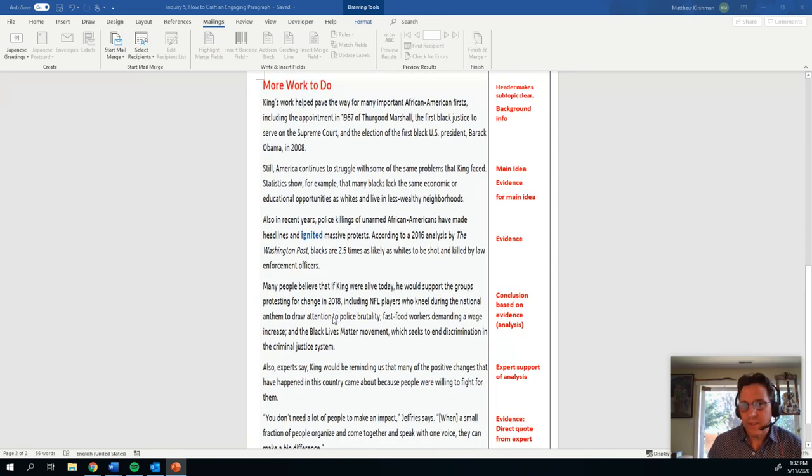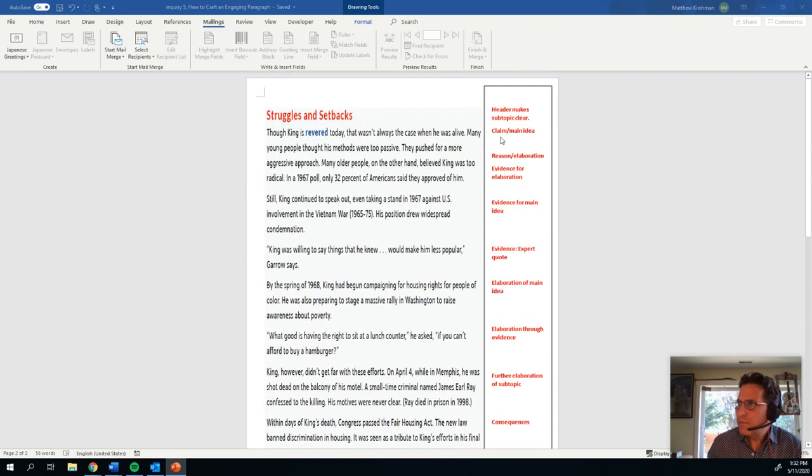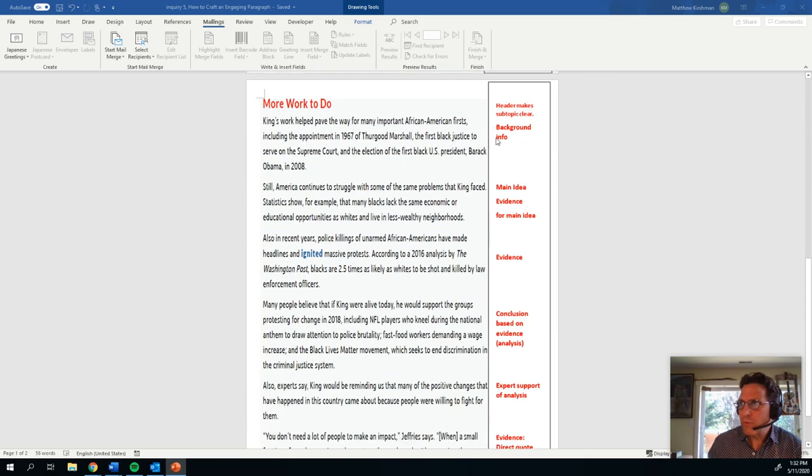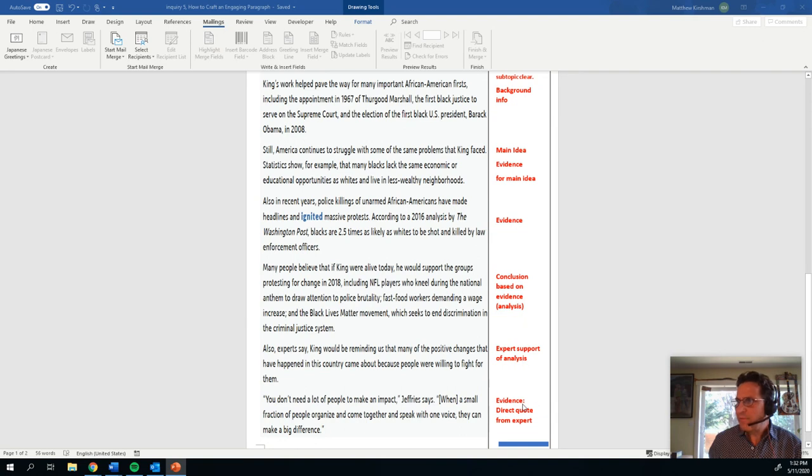that needs to be done. And let's see what happens here. Again, the writer included a header to make the subtopic clear. But in contrast with the first section, where the writer starts off with the main idea, in this section the writer is starting off with the background info and then giving the main idea, and then evidence for the main idea, and then more evidence for the main idea, and then a conclusion based on the evidence, or an analysis, and then expert support of that analysis, and finally evidence using a direct quote from an expert.